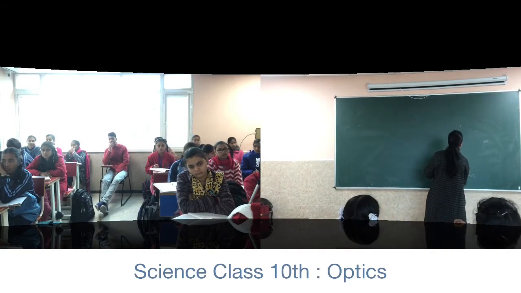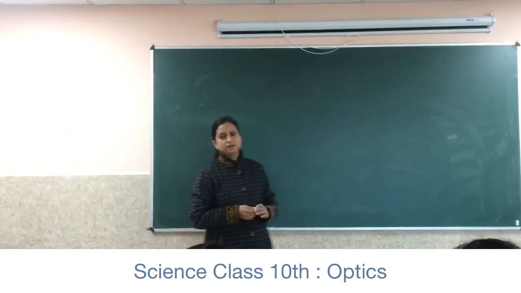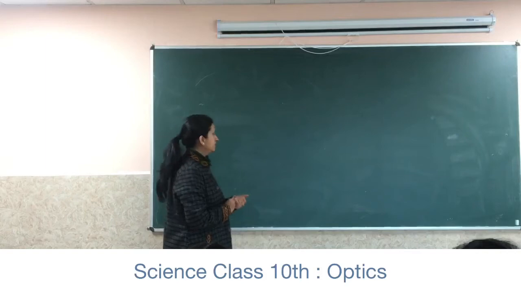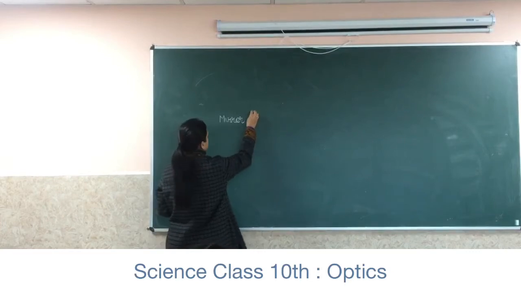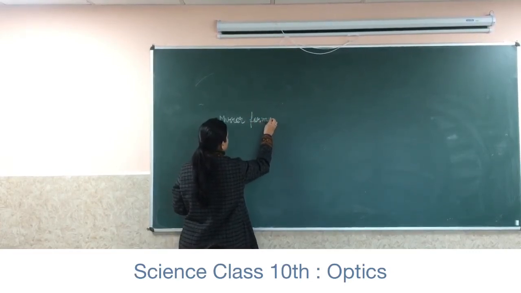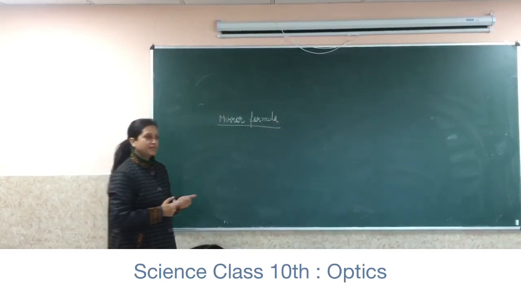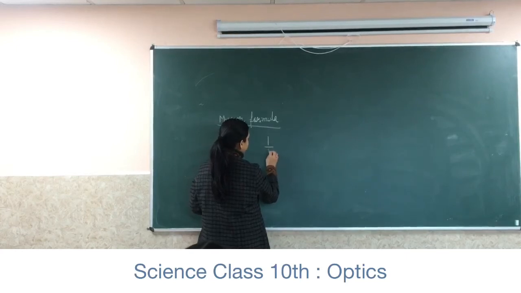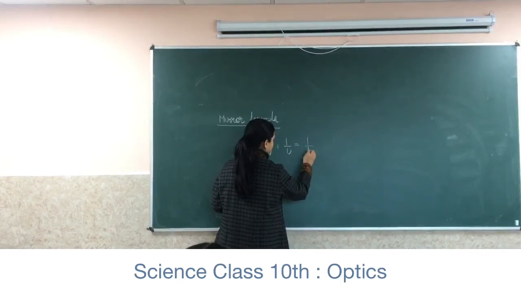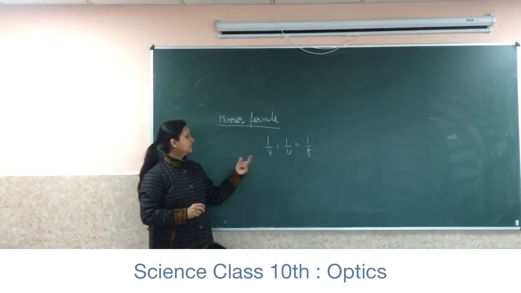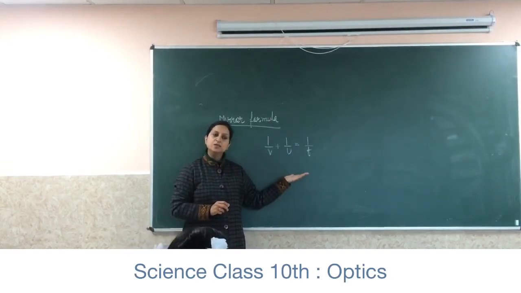Now this is how we applied the sign conventions. Now where do we need these sign conventions? For that we have a very important formula which is called the mirror formula. Now what does this mirror formula say? It says that 1 upon V plus 1 upon U is equal to 1 upon F. Everybody knows the mirror formula, right?